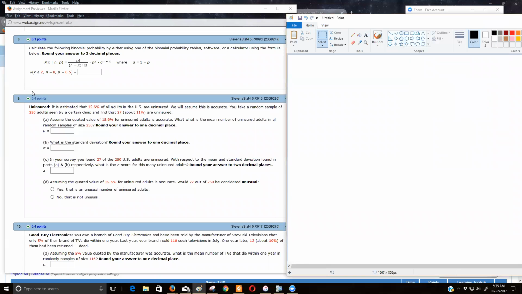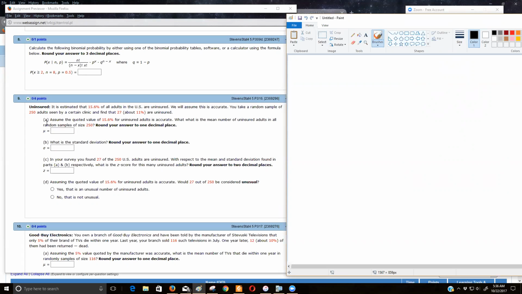Okay, so for question number 9, somebody asked me about that in the session forum. This is question number 9 out of chapter 5, I think, in the ThinkDo book. So it's the same thing as question number 16 in the ThinkDo book problem set. They're telling me that 15.6% of all adults are uninsured. We take a random sample of 250 adults, and I find that 27 of them are uninsured.